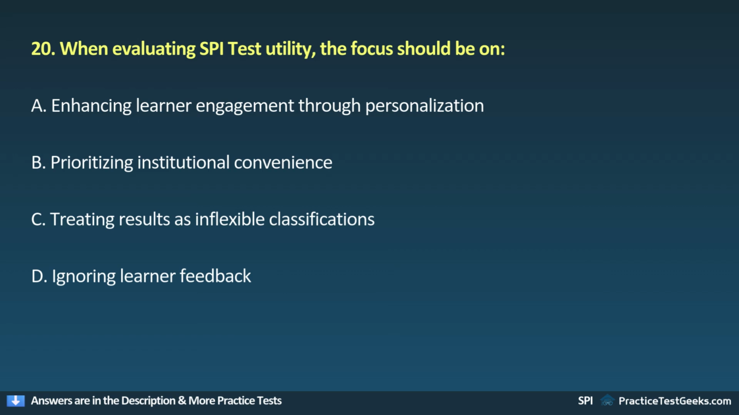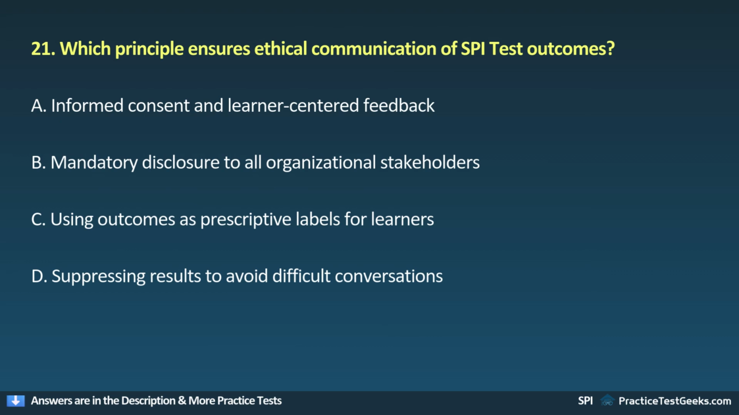B. Prioritizing institutional convenience. C. Treating results as inflexible classifications. D. Ignoring learner feedback. 21. Which principle ensures ethical communication of SPI test outcomes? A. Informed consent and learner-centered feedback.